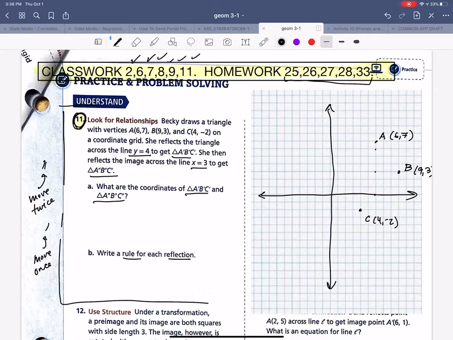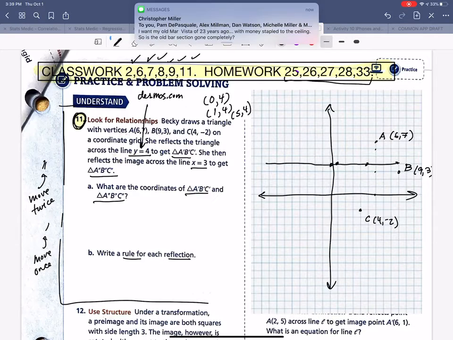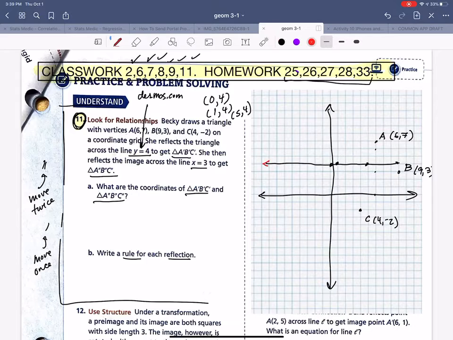On the coordinate grid, she reflects the triangle across y equal 4. So let's think about y equal 4. Again, you can go to Desmos and graph all of this or some of this. But y is 4, so that's all the times y is 4. So I can graph a bunch of dots where y is 4: 0, 4, 1, 4, 5, 4. This is the line y is 4.